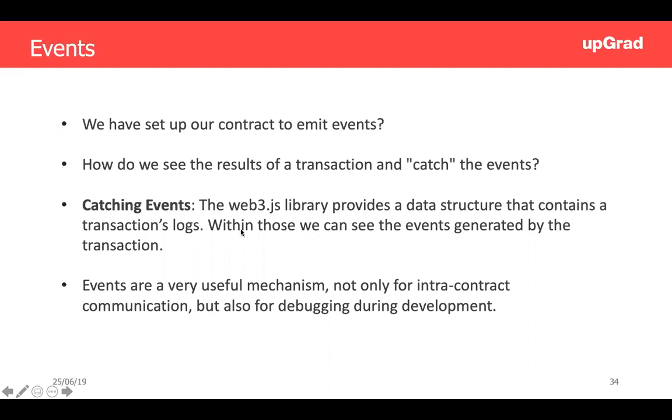So some questions obviously do arise. How do we set up our contract to emit events? And then how do we see the results of a transaction? Where do we catch these events? Who catches these events? If they're generated, how do they look? And all sorts of things obviously come to our mind.